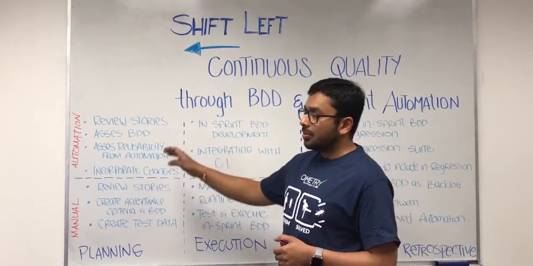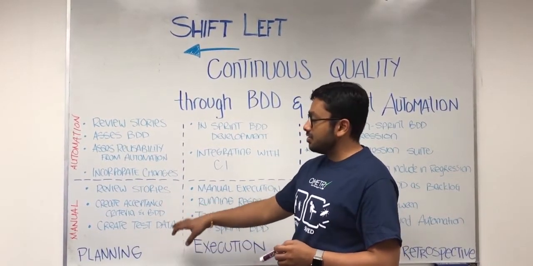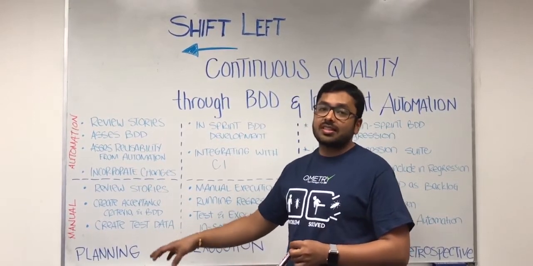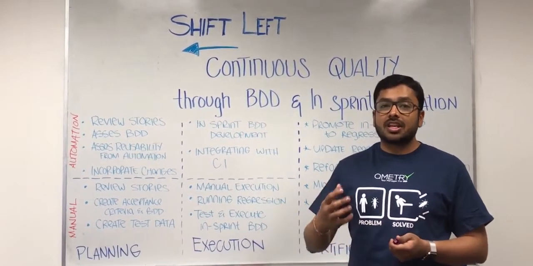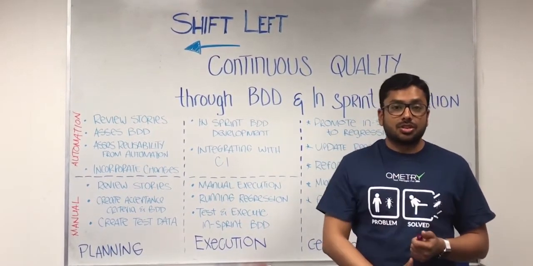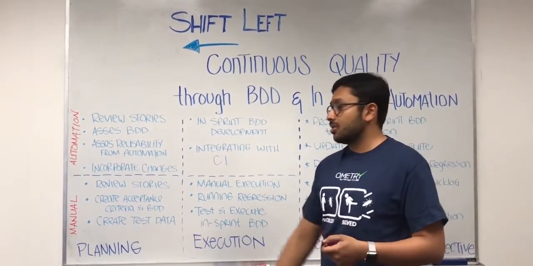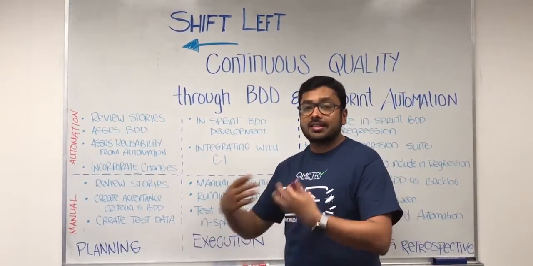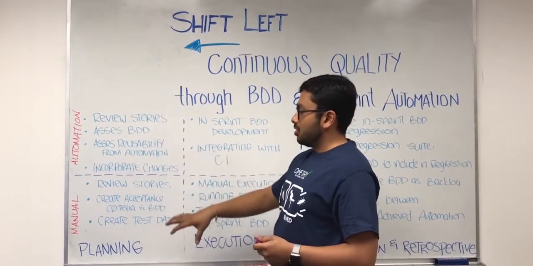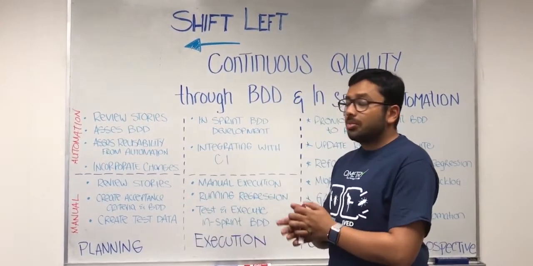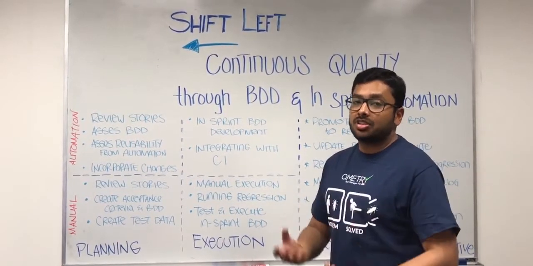At the same time, my automation team is also reviewing the user stories and assessing the BDDs written by my manual team, as well as assessing what reusable components can be used as part of these new user stories or new BDDs. The manual team is also creating test data that can be consumed by my automation team as part of their automation. And my automation team can continue working on changes in my automation framework.